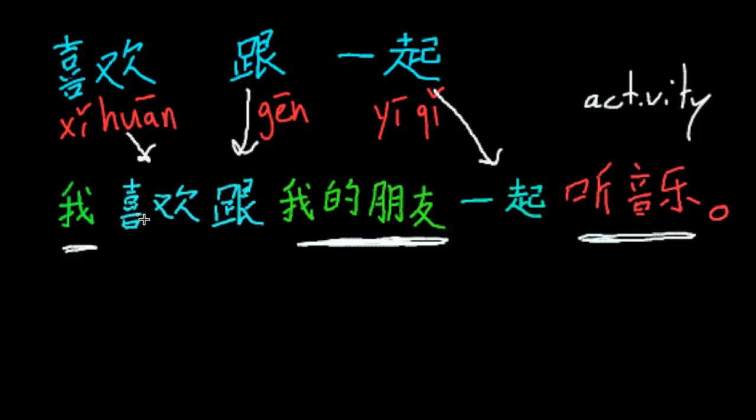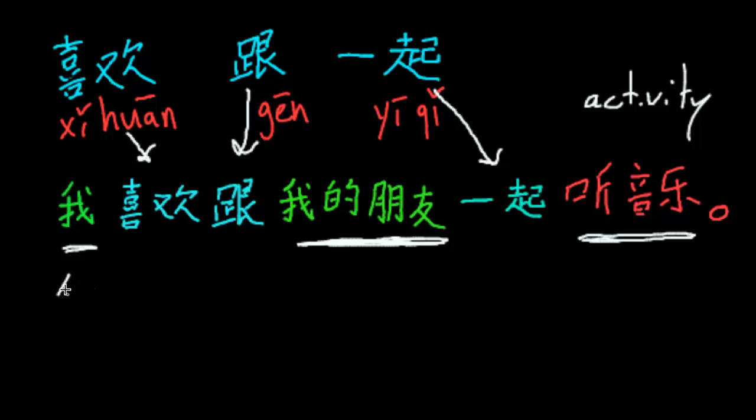So in this sentence I have 我喜欢跟我的朋友一起听音乐. That means I like to listen to music with my friend or my friends. 朋友 can be friend, it can also be friends. That's one of the good things about Chinese, you don't always have to worry about plural. So 朋友 can be friend or friends. So 我的朋友, my friend or my friends.